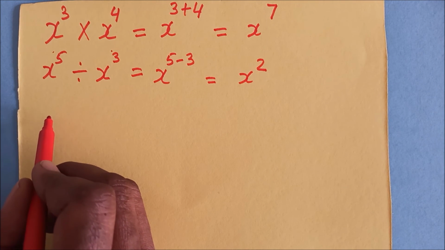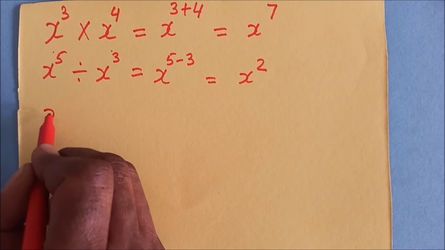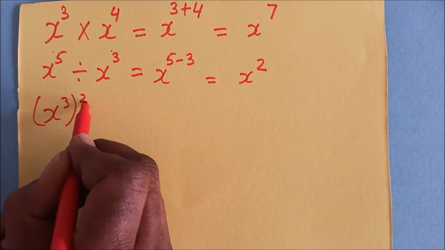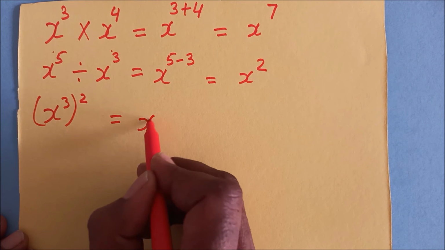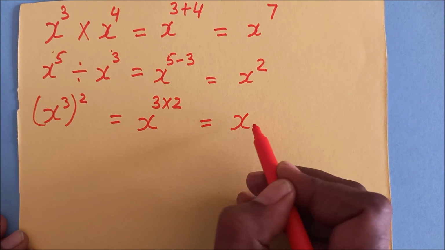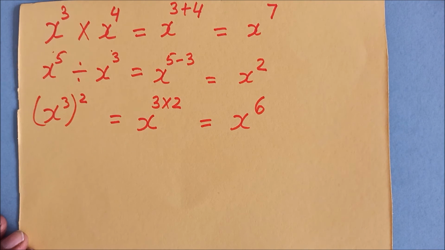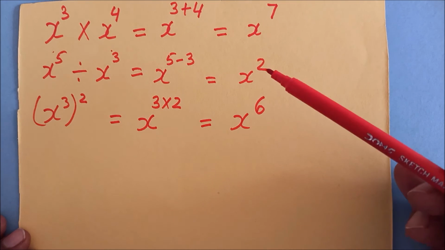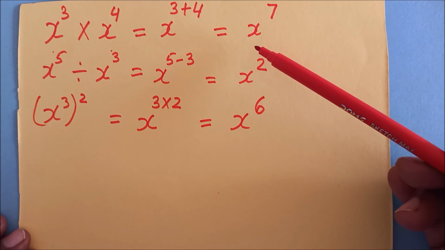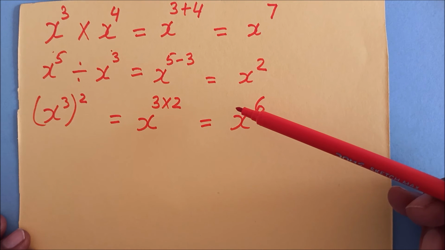Next let us take another example. x^3, then outside there is another power 2. Now we will multiply the indices, which will give you the final answer x^6. So you can see the rules that we applied with the numbers can be applied to the variables also.